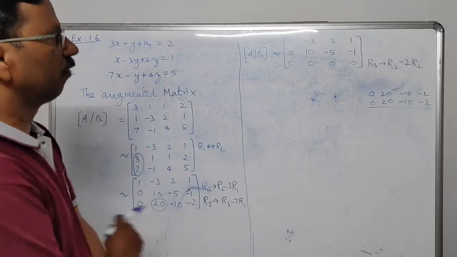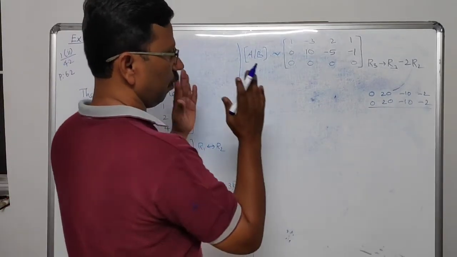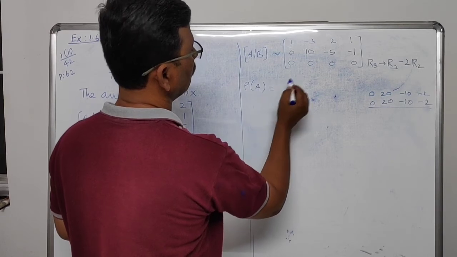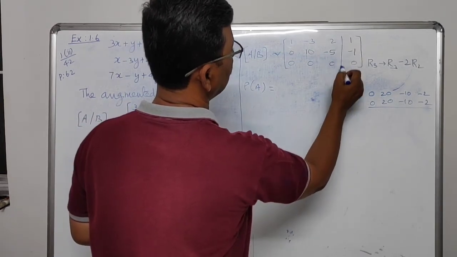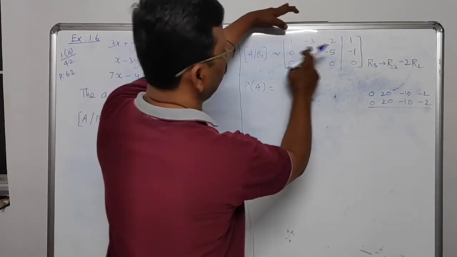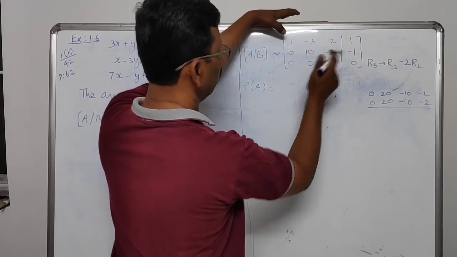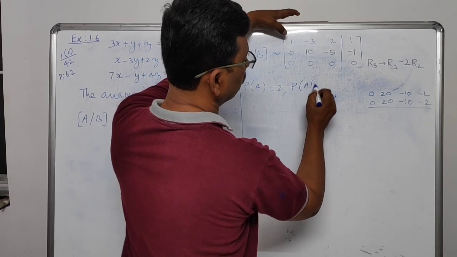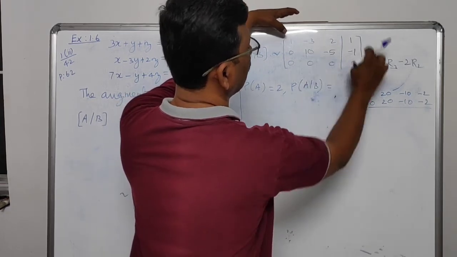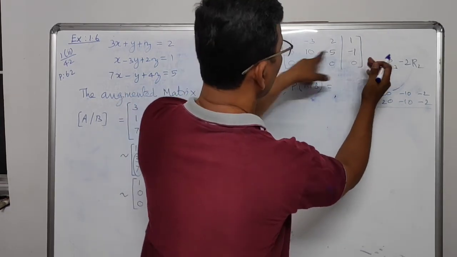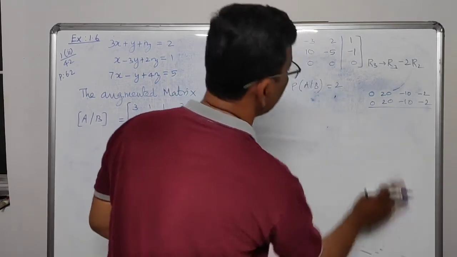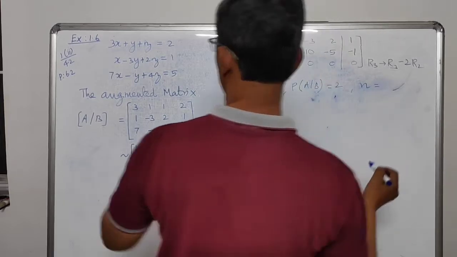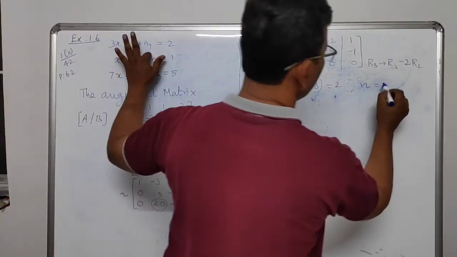Now if it is in echelon form, then we can find the rank of A and AB. Rank of A means the first 3 columns I told, these 3 make the rank of A. See, rank of A means we have 2 non-zero rows, therefore we can take rank of A equal to 2. Then rank of AB, in AB also you have only 2 non-zero rows, you get 2. Now after that you have to find the number of variables. Number of variables means x, y, z, 3 variables, equal to 3.